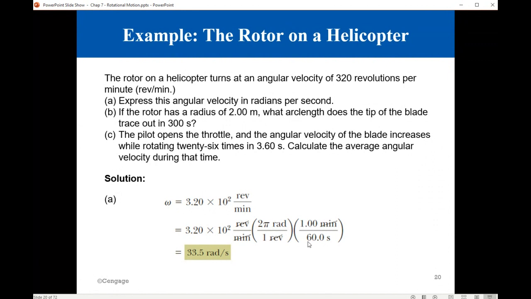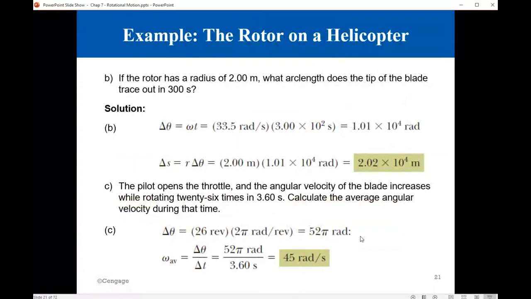And then 1 minute is equivalent to 60 seconds. So this is another conversion factor of 1. So now minute cancels with minute, revolution cancels with revolutions. And when you evaluate these numbers, it is 33.5 radians per second. This is how we convert from revolution per minute to radian per second. Please take note of that. Simple, straightforward procedure. You need just to multiply by the proper conversion factor to go from revolutions to radians and from minutes to seconds.